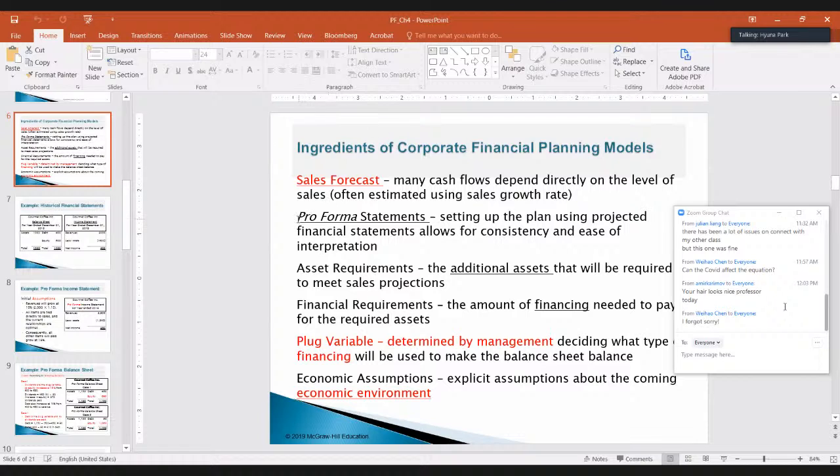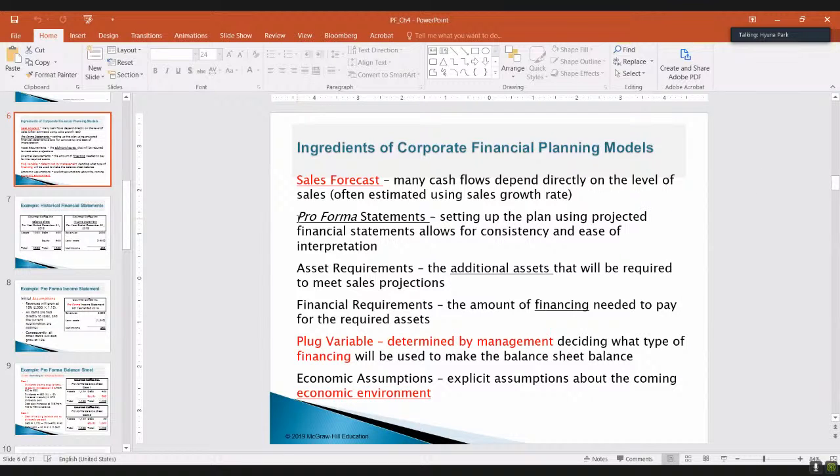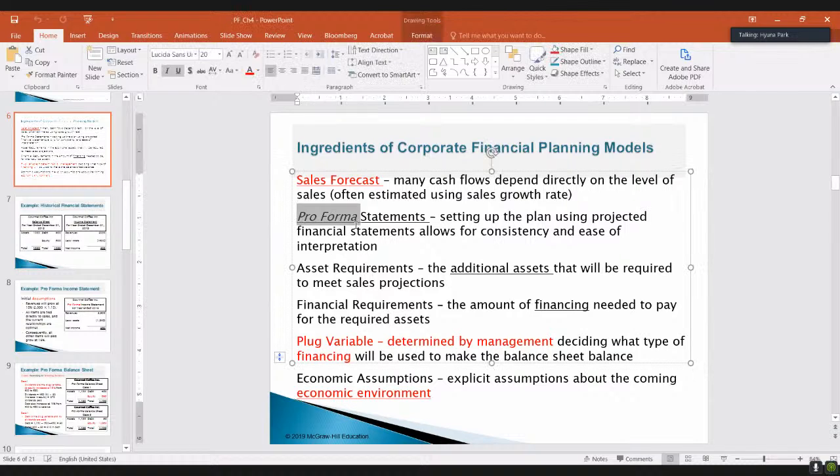Based on the sales forecast, the financial planning process aims at developing pro forma financial statements. It's different from historical statements. Historical financial statements are about what happened in the past. But when you're planning for the future, nothing has happened yet. It's about forecasts, what's going to happen in the future. So what if this happens in the future, what will the balance sheet and the income statement look like? Those forecasted financial statements are pro forma financial statements.